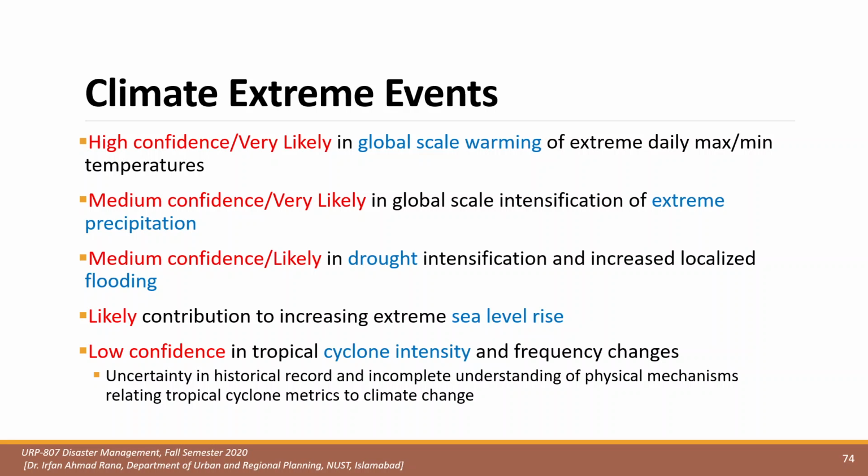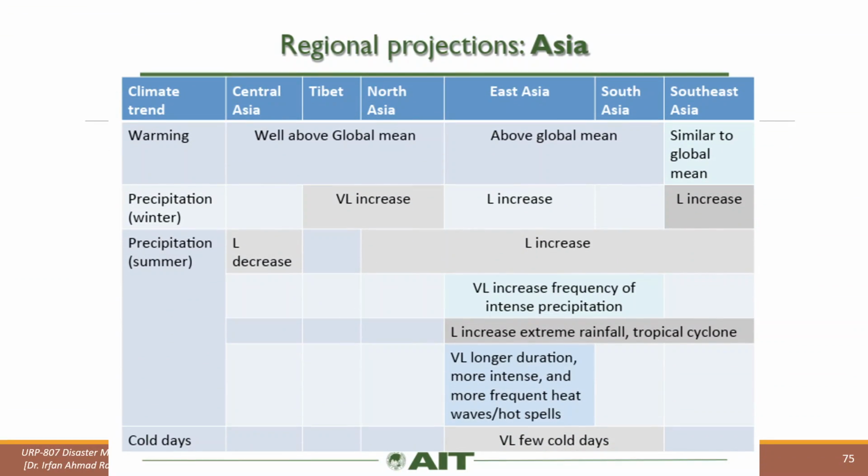In terms of Asia, if we talk about Pakistan, for example, Pakistan is in South Asia, so it is likely that we will have a temperature which is above the global mean. Precipitation in South Asia is likely to increase in the winter and the summer as well. So depending upon your area, your locality, or your region, the probability of a certain climate projection will vary, and with time, maybe with more data, we'll be more confident on such probabilities.